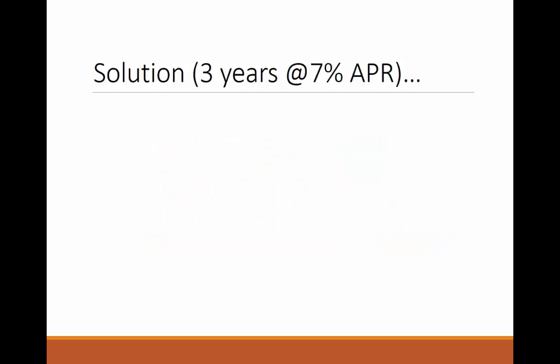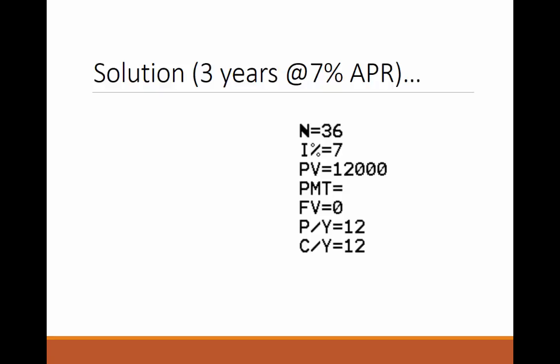Let's take a look at option 1. Sally was offered a loan for 3 years at 7% annual percentage rate. Once again, we're going to use the time value of money application, or the TVM solver, to figure out what our monthly payment turns out to be. Since we are going to be making monthly payments over the course of 3 years, there's going to be 36 times that interest is going to be calculated.